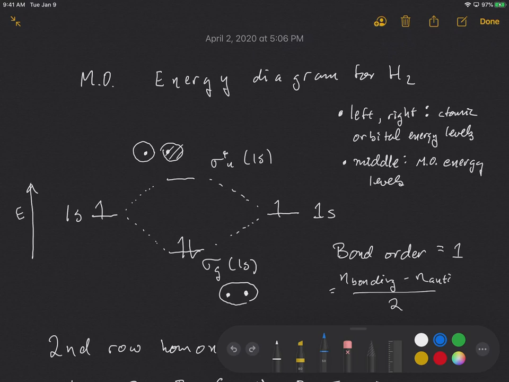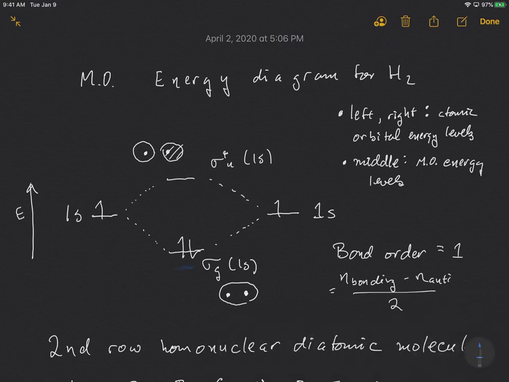Then the next thing we do is we include these harpoons, these sort of arrows, for the electrons. Each hydrogen atom presumably starts with one electron. They're both bringing one electron to the molecule. And then those electrons end up in this sigma g 1s orbital. So we have the electron occupancy of the atoms that we started with shown on the left and the right using these harpoons or arrows.